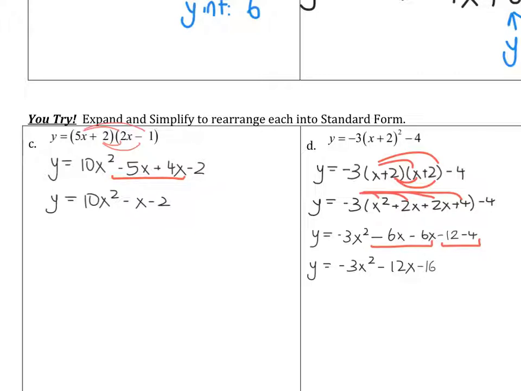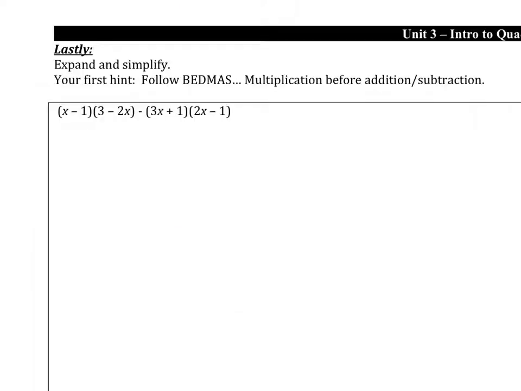And for D, you should have expanded that x plus 2 squared into 2 brackets and then applied FOIL, so that your final answer is y equals negative 3x squared minus 12x minus 16. And again, just check for silly mistakes. Make sure you're foiling properly. Make sure you're careful with your signs and collecting your like terms. And that's it for FOIL.